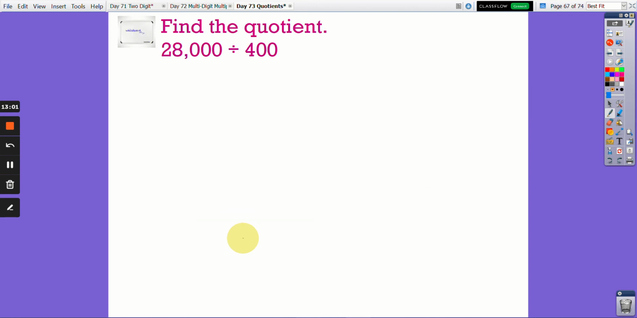Okay, so I want you guys to try this out. Try it with canceling your zeros. Make sure you're equal on both sides. The same amount of zeros as you get rid of in the divisor, you have to get rid of in the dividend. Pause the video. Go ahead and try that. We'll come back together in just a second. Okay, go ahead and unpause.